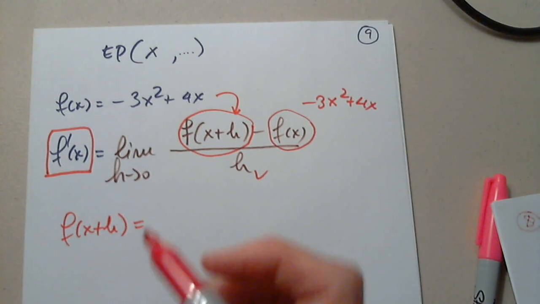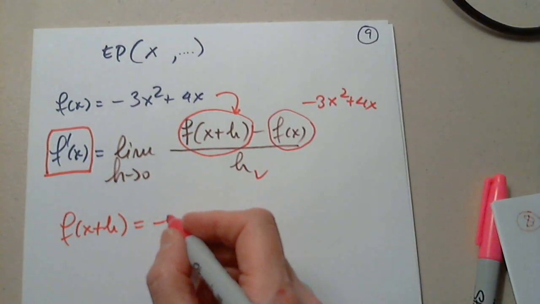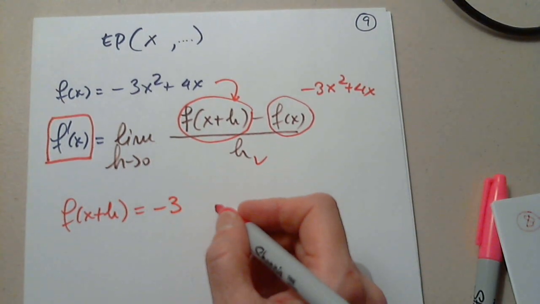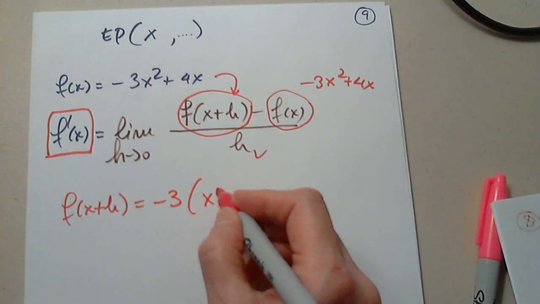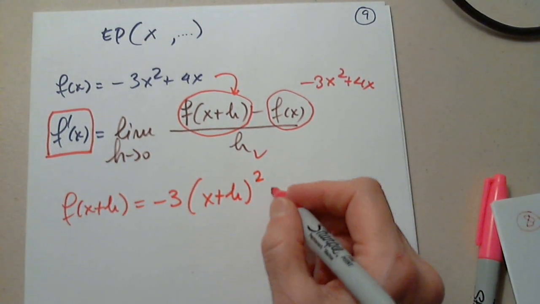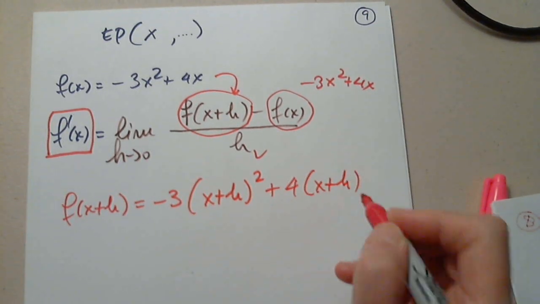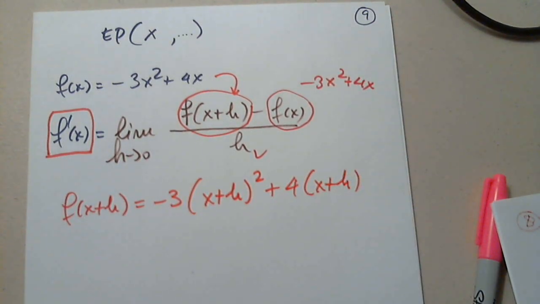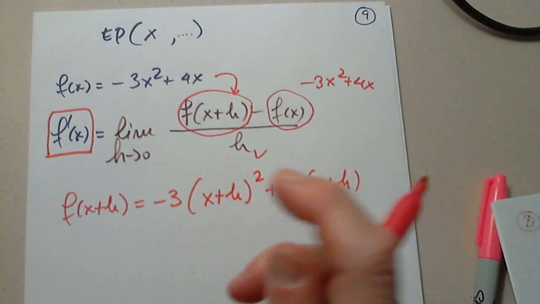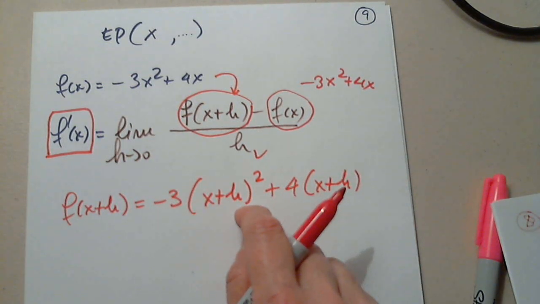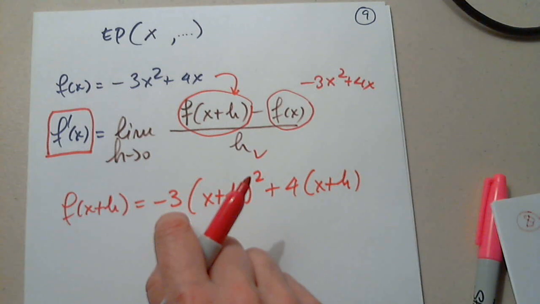We have to plug in x. Negative 3 (x plus h) squared. Yes, it has to be in parentheses. Very good. Plus 4 (x plus h). That's it. Awesome. Now I have to square. Do not distribute. You have to square first and then distribute.